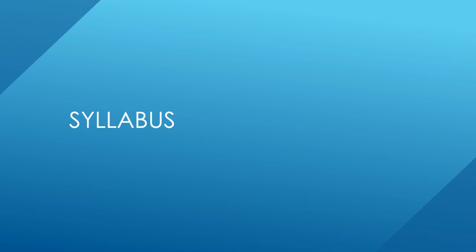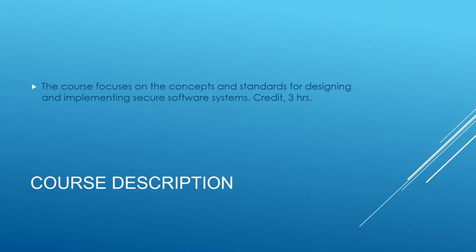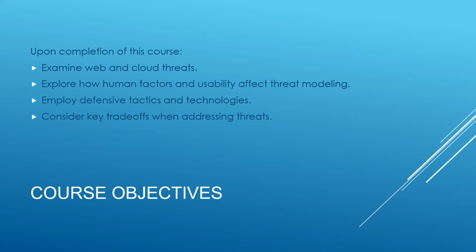Moving on to the syllabus. The course description in the syllabus outlines what's the point of the course. This course focuses on concepts and standards associated with designing and implementing secure software. It addresses both the architectural components, as in application and enterprise architecture, as well as the security framework architectures that are associated with creating secure software.